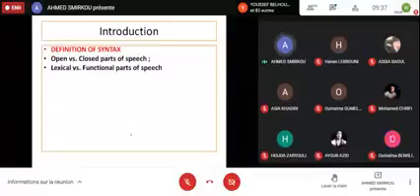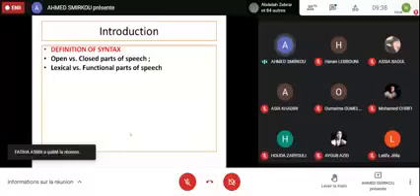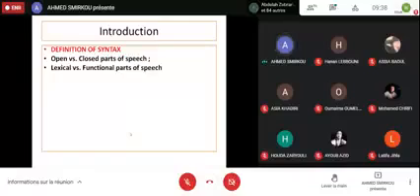Now, lexical and functional parts of speech. Lexical parts of speech provide the content, the meaning. For example, nouns, adjectives, adverbs, and verbs indicate a certain meaning. When we say school, it indicates a certain meaning which exists in the external world. So lexical parts of speech provide meaning, the content.